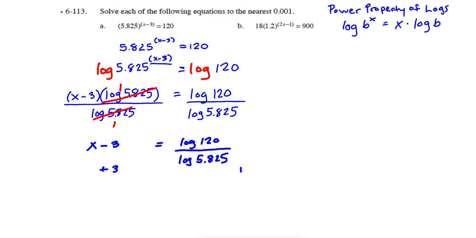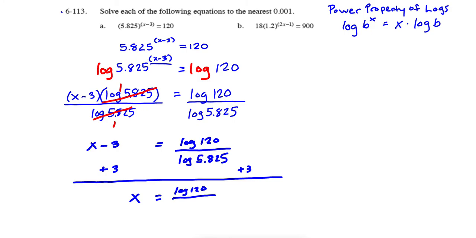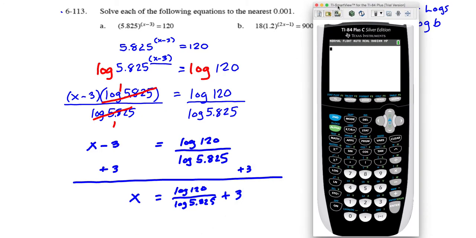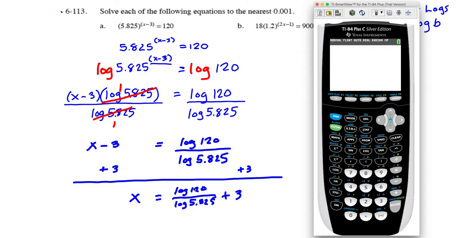So we'll add 3 to this side, and you'll see x is going to equal the log of 120 divided by the log of 5.825, and then plus 3. So what we're looking at here is, you can get out your calculator. Let's pull ours out and figure out what this value would be.